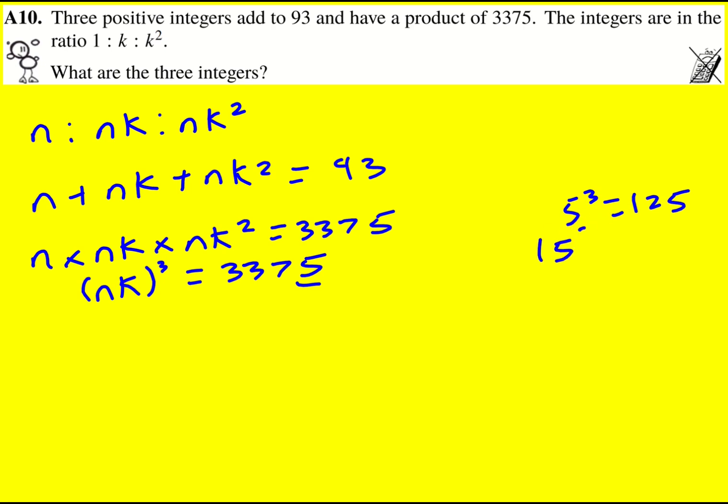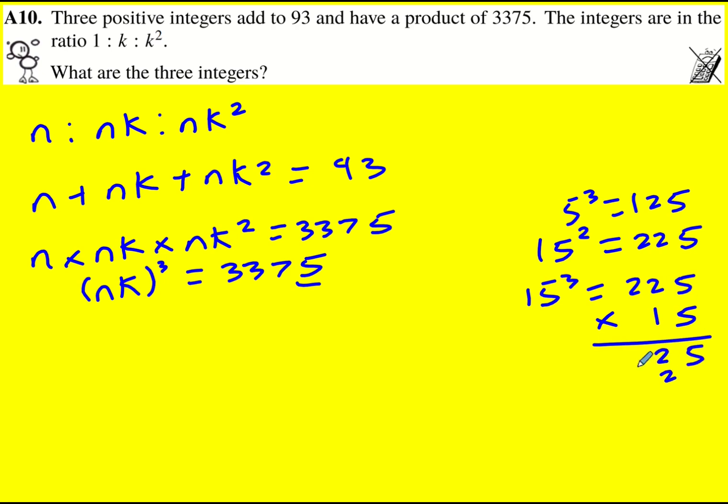15 squared is 225. So 15 cubed is going to be 225 times 15. And this is not too bad to work out. Times them by 10. Okay, we do get that in fact. So nk must equal 15. I've got my middle number, but I want some of the other ones.